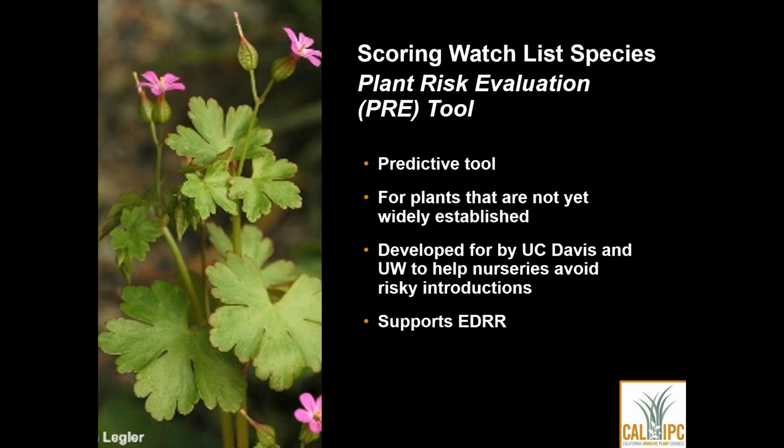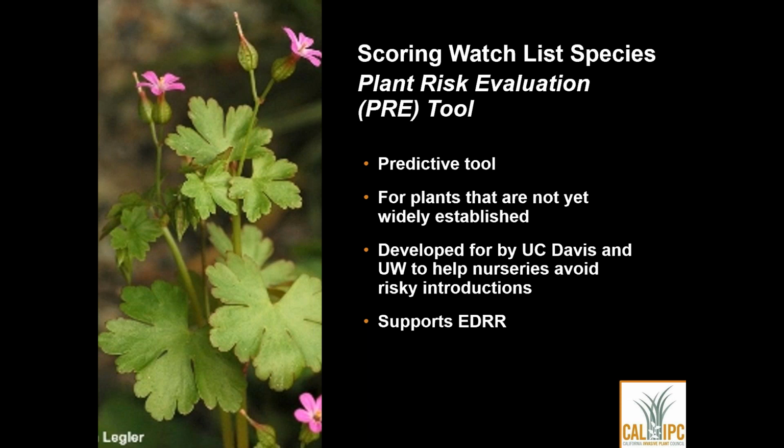The second group is the species that we want to have a predictive sense of what might be happening in the future with them. We're using a plant risk evaluation tool that was developed by UC Davis in Joe DiTomaso's lab in collaboration with the University of Washington. That assessment tool is really for plants that are not yet widely distributed.